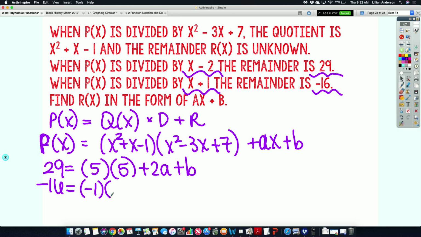Negative 1 squared? Negative 3 and negative 1 make a positive 3. So what's 1 plus 3? Plus 7?